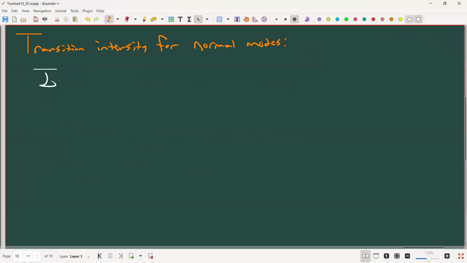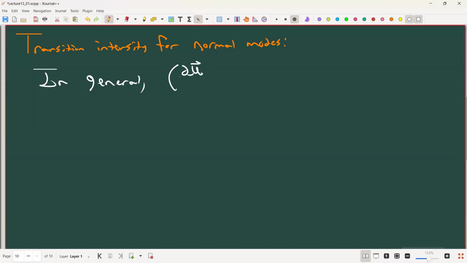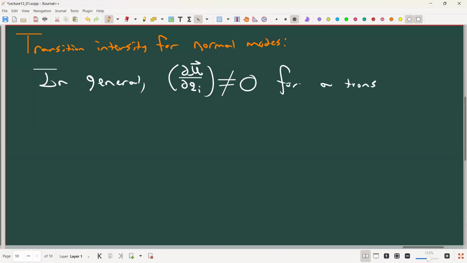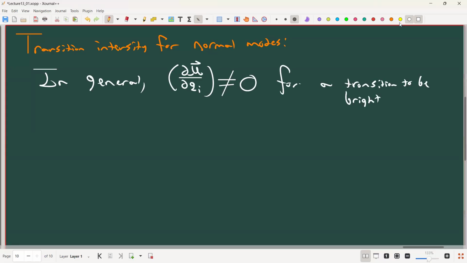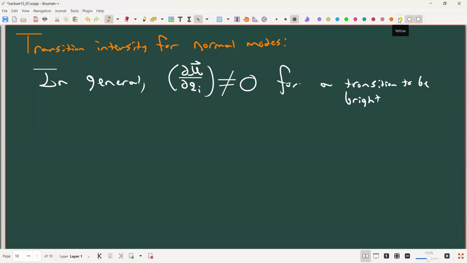In general, the derivative of the dipole with respect to each of the coordinates has to be non-zero for a transition to be bright, just like we had before. So let's look at some examples. You'll actually do this in the SO2 lab in this coming rotation, starting next week. We can think a little bit about how structure is changing as we do a certain vibration and detect whether the dipole should change or not.